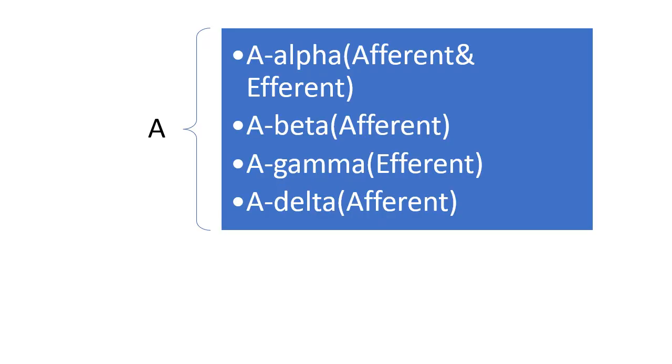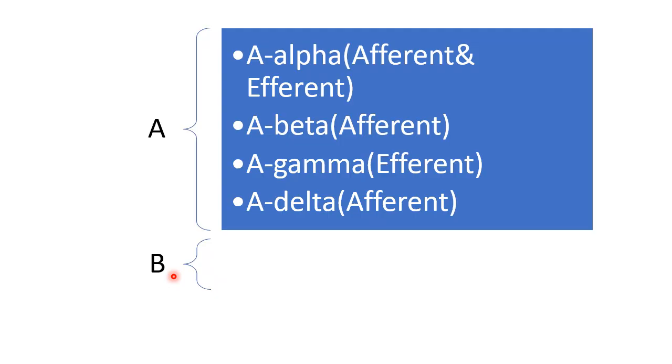Now coming to the Erlanger classification, this A is subdivided into A alpha, A beta, A gamma, and A delta. A alpha is a mixed nerve fiber. It can act as afferent, and also as efferent. A beta will act as afferent, A gamma will act as efferent, and A delta acts as afferent. So this is afferent and efferent, this is afferent, this is efferent, this is afferent. So in an alternate way, you can remember it.